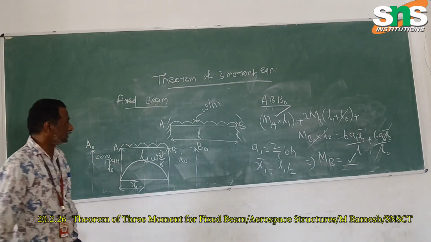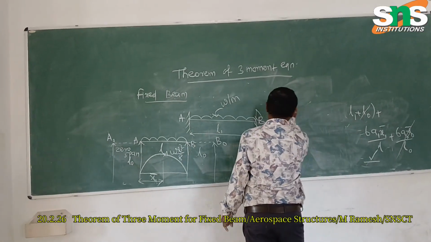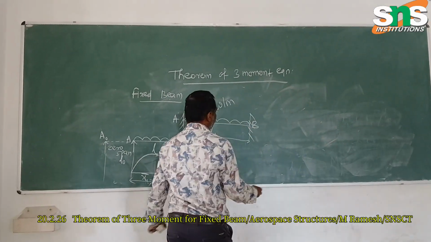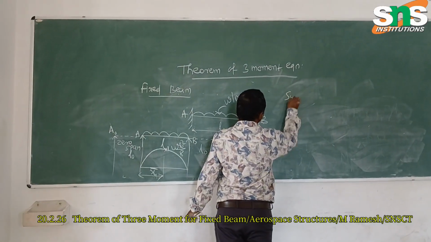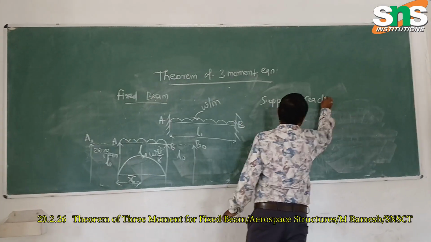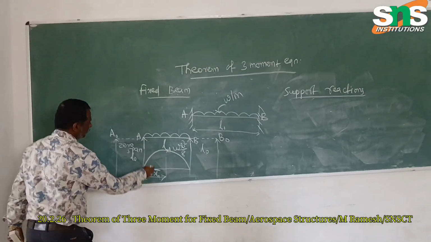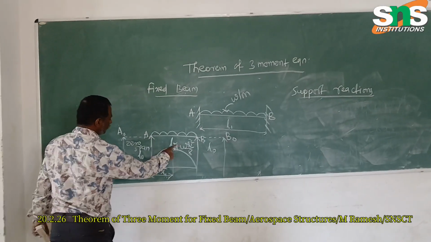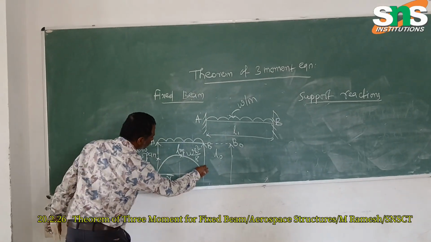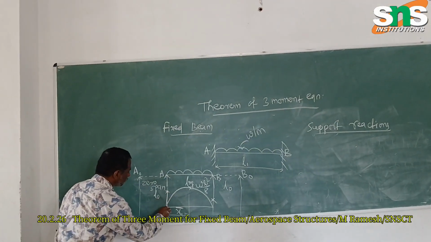To find the support reactions, now the unknown bending moment is at the intermediate support. Here the MA and MB we have found out. Then find the support reactions. After finding the bending moment, here are the differences. MA you have a value, if it comes here and MB comes here. Depending on the value you can put the point.